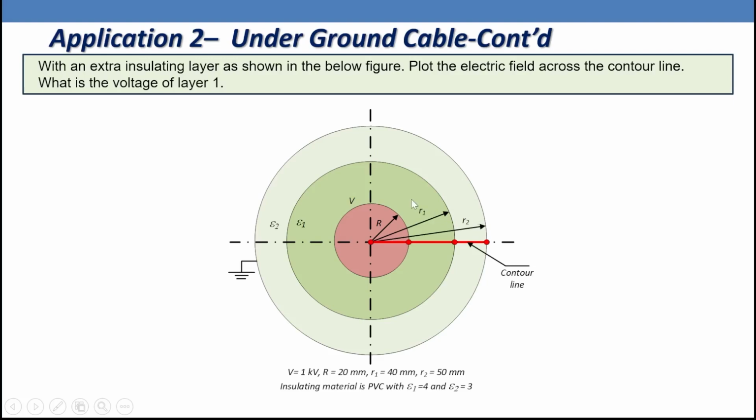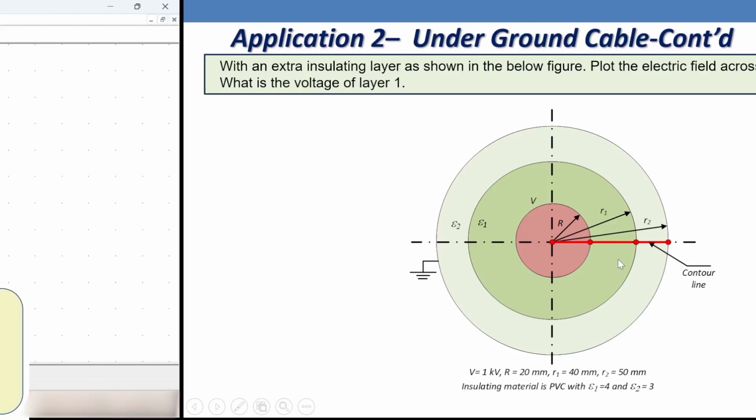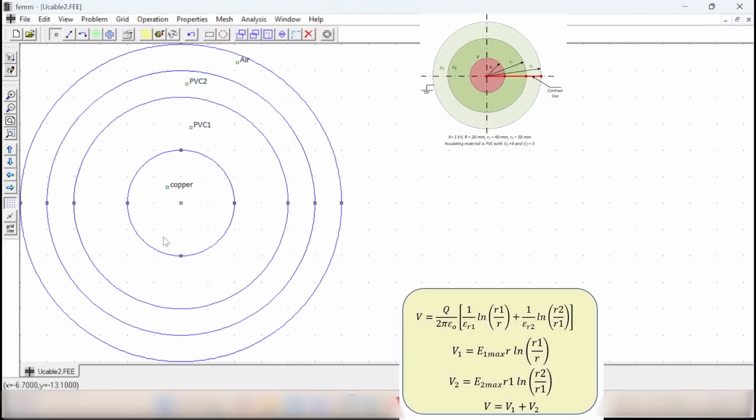The insulating material here, number 1, is PVC. We call it PVC1 with epsilon 1 equals 4. And that one I'm going to call PVC2 with epsilon 2 equals 3. So let's go. This is a multi-layer cable. As we can see here, we have a copper conductor with 1000 volts. So we are going to adjust this layer to 1000 volt.